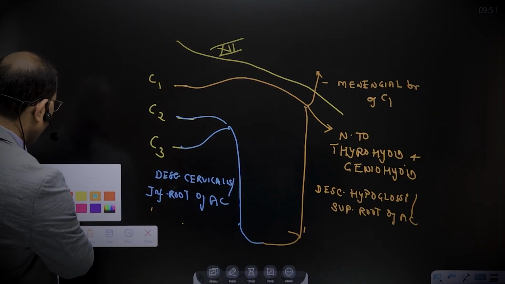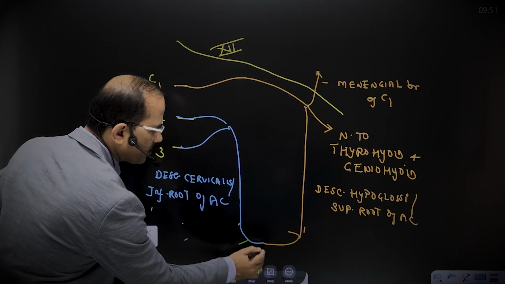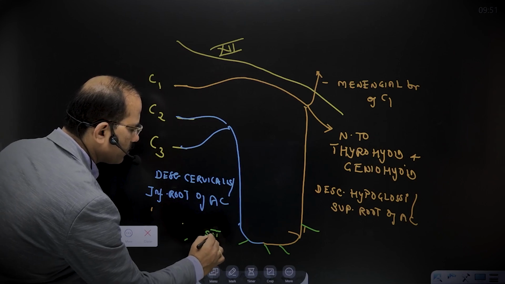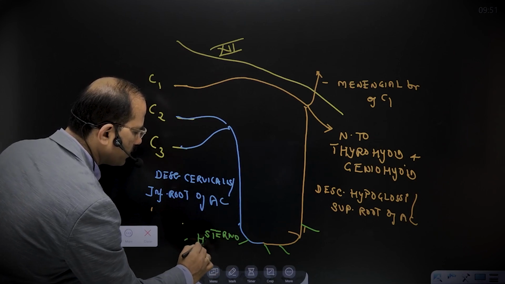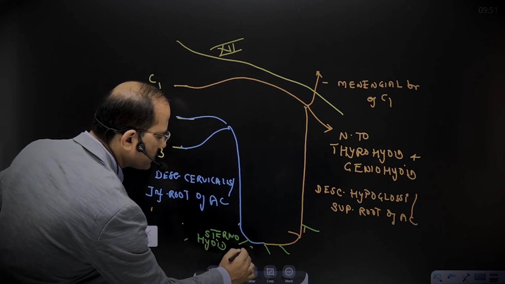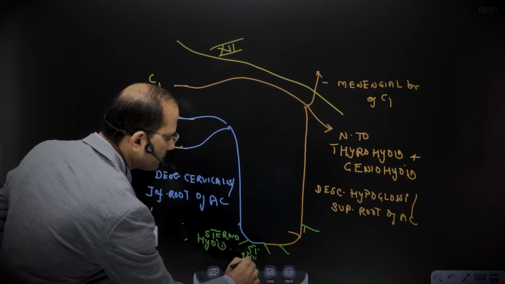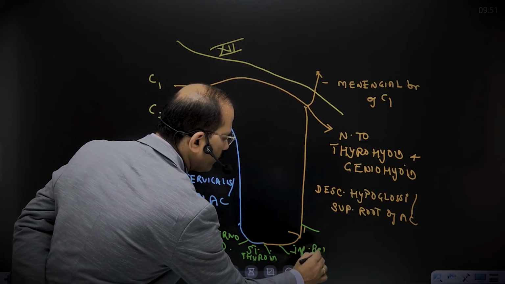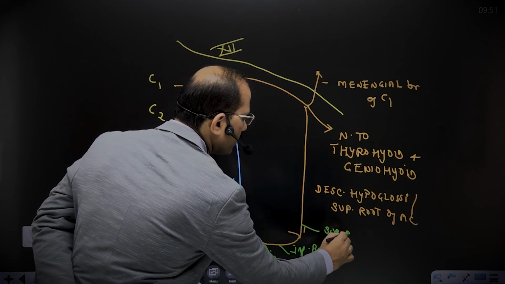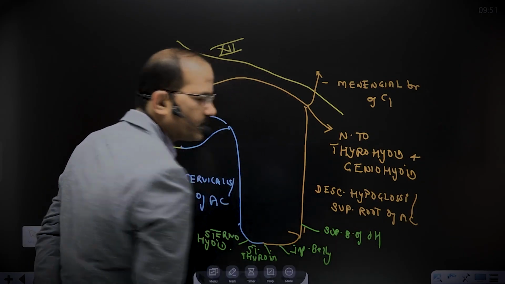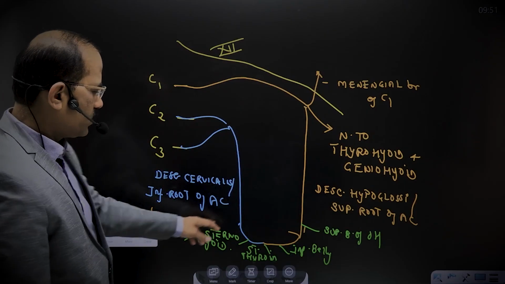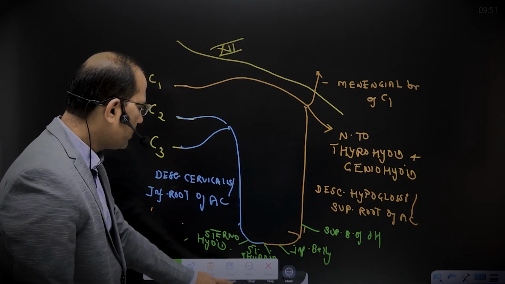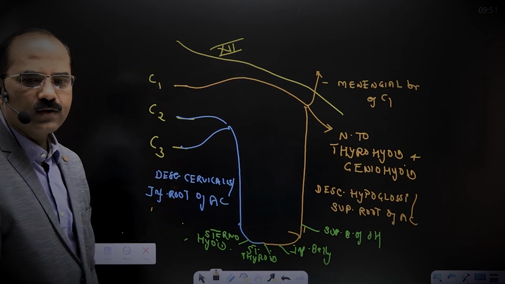And what is the Ansa cervicalis going to supply? Have a look at this. It supplies the strap muscles. So what are these? Sternohyoid, that's the nerve to sternohyoid, sternothyroid, inferior belly, and the superior belly of omohyoid. So sternohyoid, sternothyroid, inferior belly, and superior belly of omohyoid. Okay. Clear to all of you?